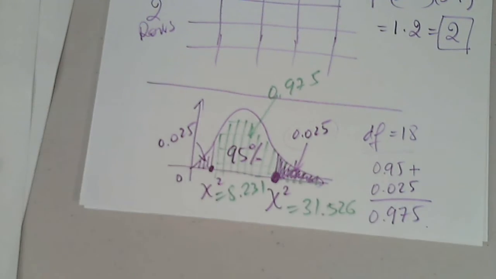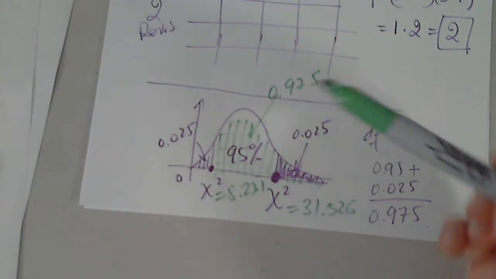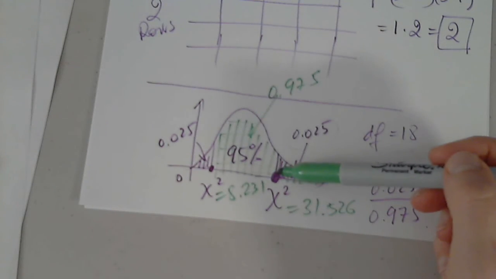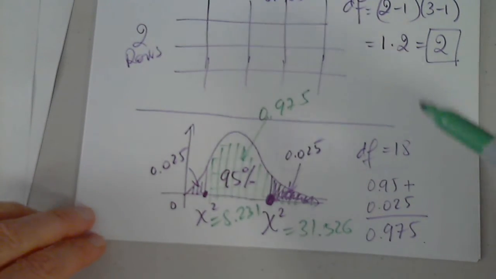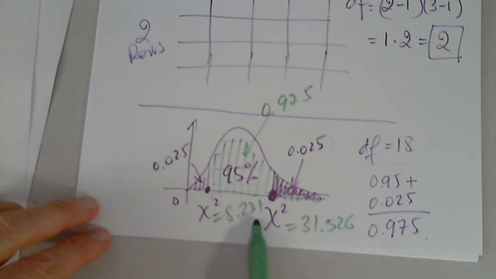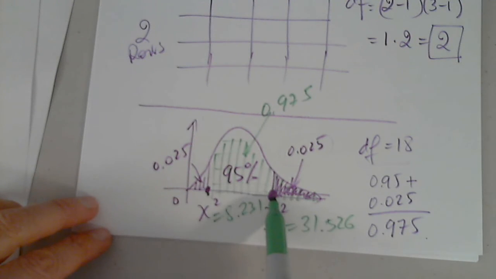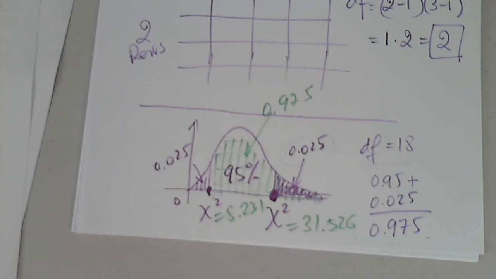I'm going to stop sharing. So the middle 95% in this particular distribution, with the information we have, is between the chi-squared critical value of 8.231 right here and this critical value of 31.526. And they come from the table for critical values for chi-squared.